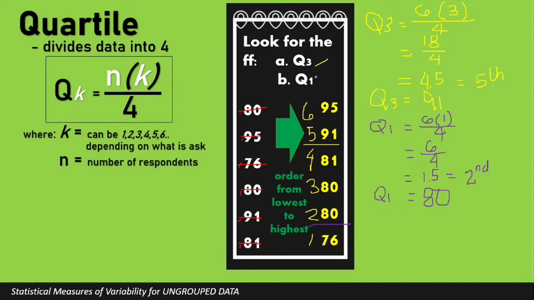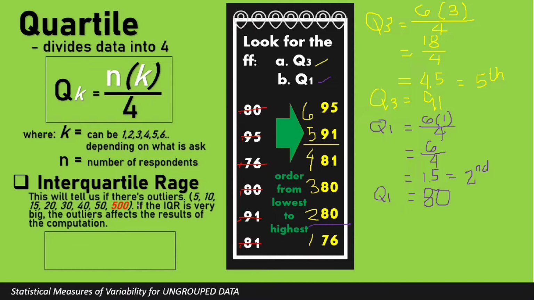After getting quartile 1 and quartile 3, we also need to get the interquartile range. This will tell us if there are outliers. For example, 5, 10, 15, 20, 30, 45, 50, and 500. So, the interquartile range will determine if there are outliers. In this example, the outlier is 500 because it is far from the last number, which is 50. It jumped to 500. So, if the interquartile range is very big, the outliers affect the result of the computation.